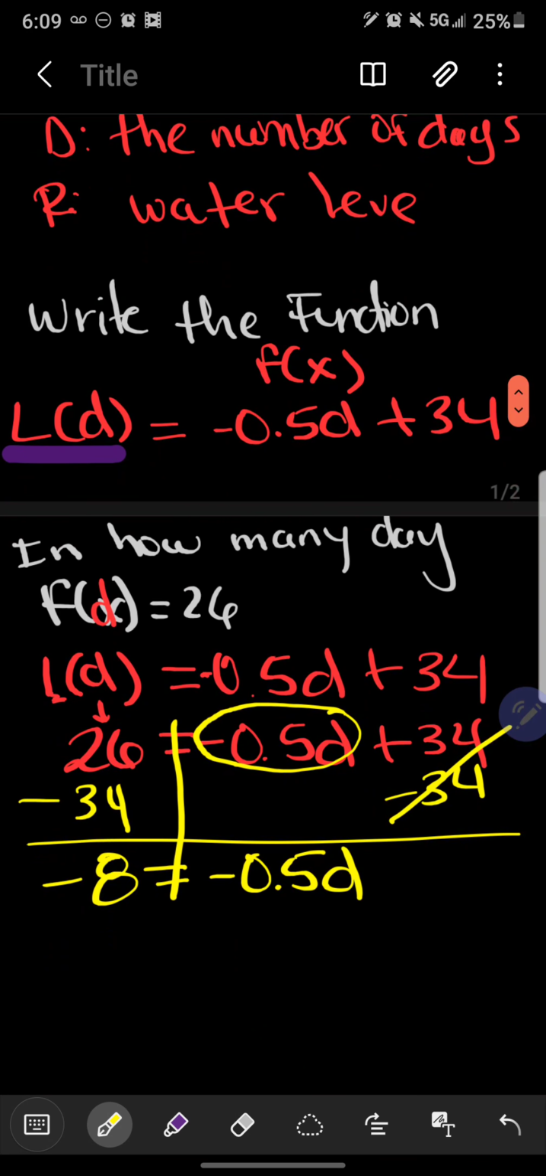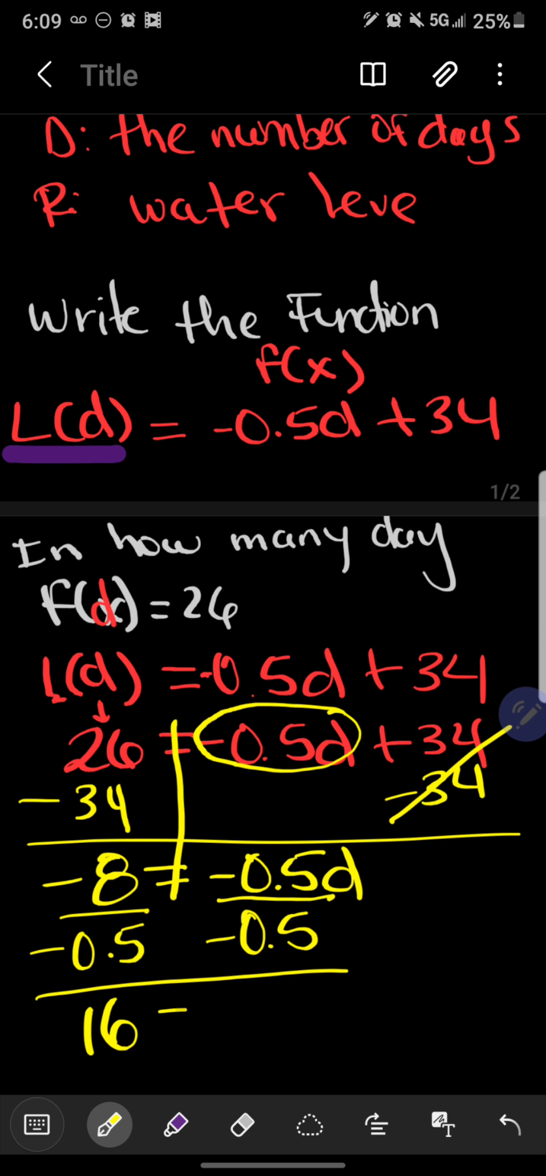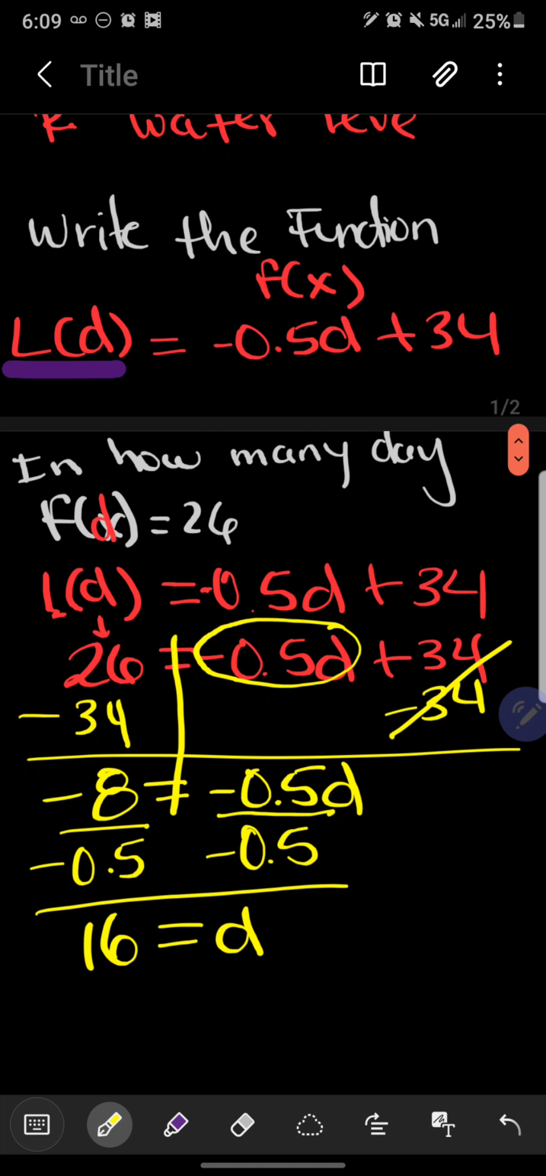Now I want to know how many days it would be. So I have to get the letter by itself to know what that number is. You divide by negative 0.5, and that turns into 16 equals D. So remember, D is the days, and that means a total of 16 days. This will take a total of 16 days. That will be my answer for that question. How many days? In 16 days. So after 16 days, the water level will be 26 feet.